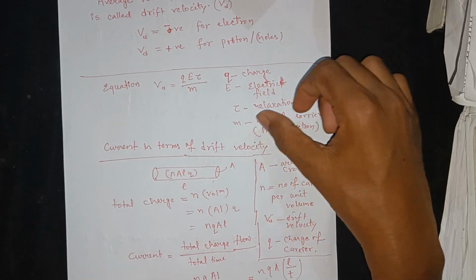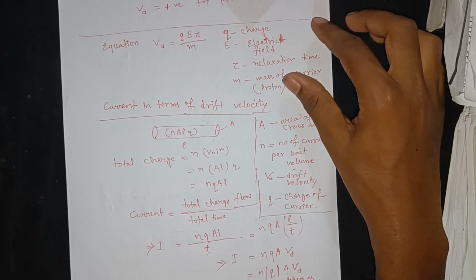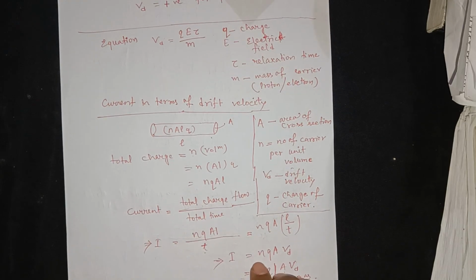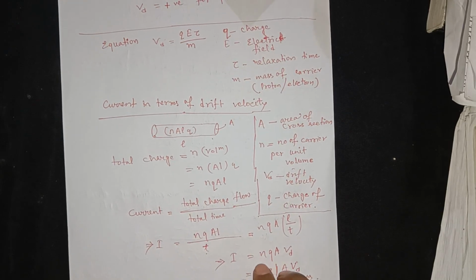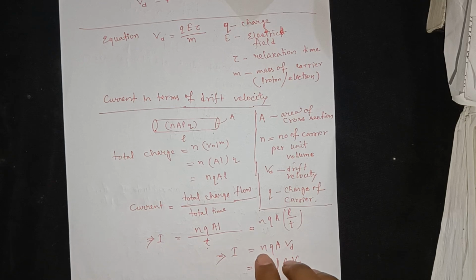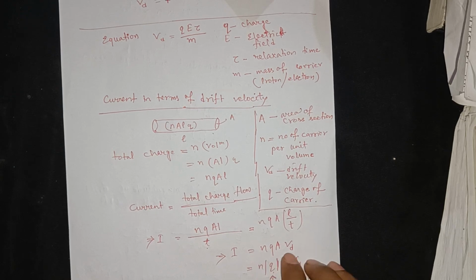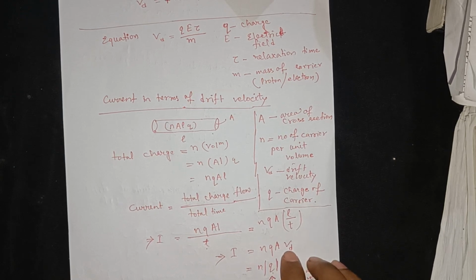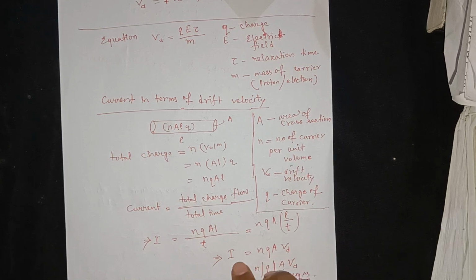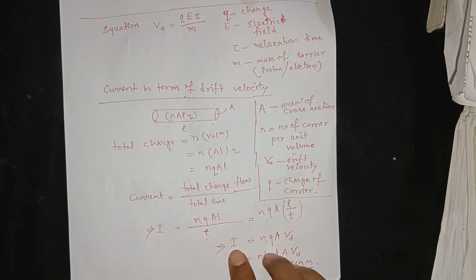So current in terms of drift velocity, you will get the equation: current I is equal to n q A vd. Here A is the cross sectional area, q is the charge on the charge carrier, n is the number density, that is the number of charge carriers per unit volume of that conductor, and vd is the drift velocity. Then if you multiply n q A vd, you will get the current through that conductor.